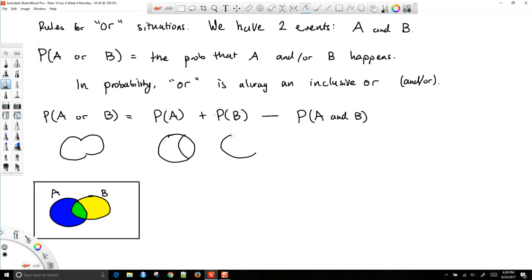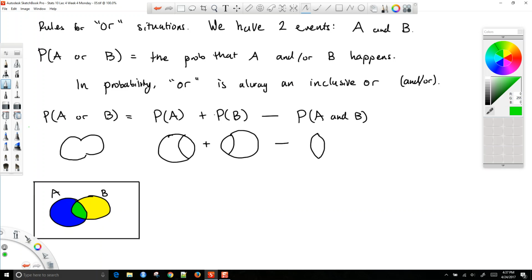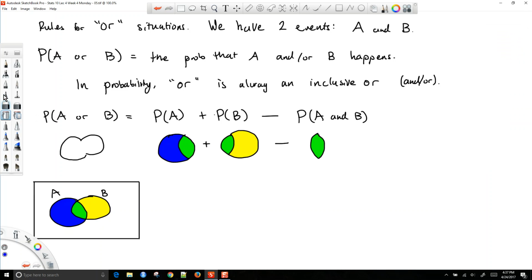It's this plus the entire circle for B. But if I do this, then I've double counted this overlap. So I have to subtract off the overlap piece, right? When I color this in, it looks like this. To get the double circle part, we take the entire circle of A, add the entire circle for B, but then subtract off the overlap because we've double counted this.